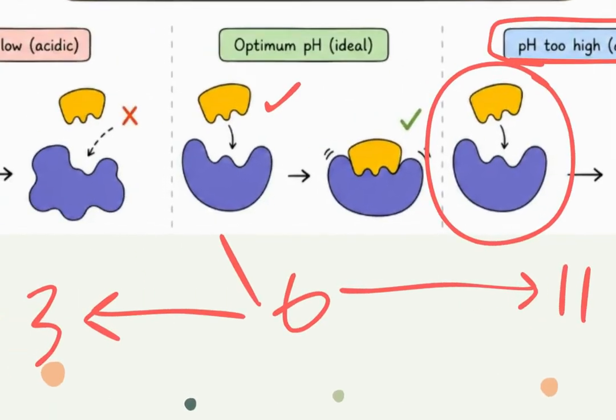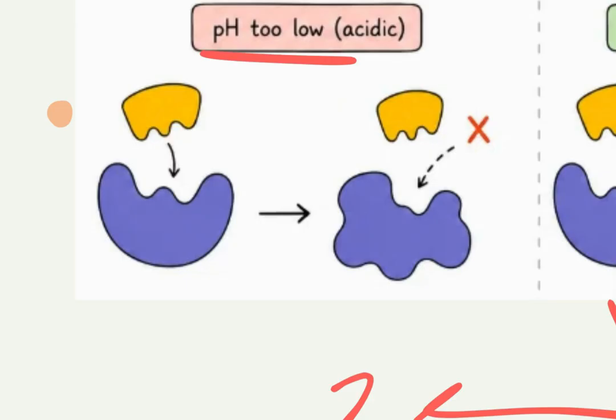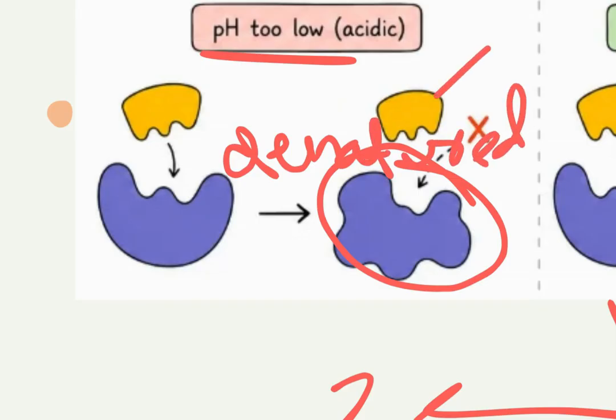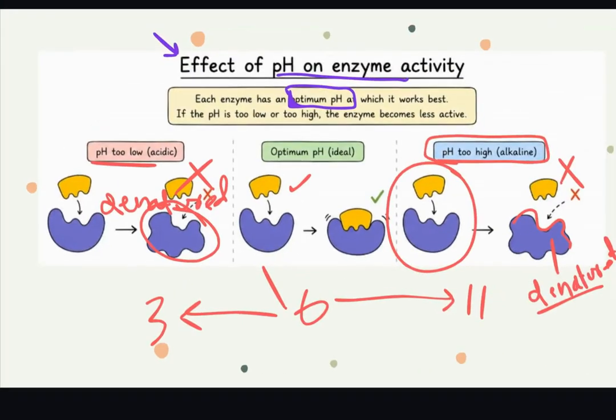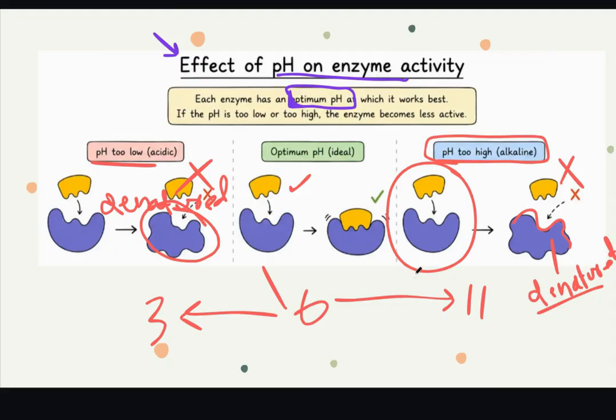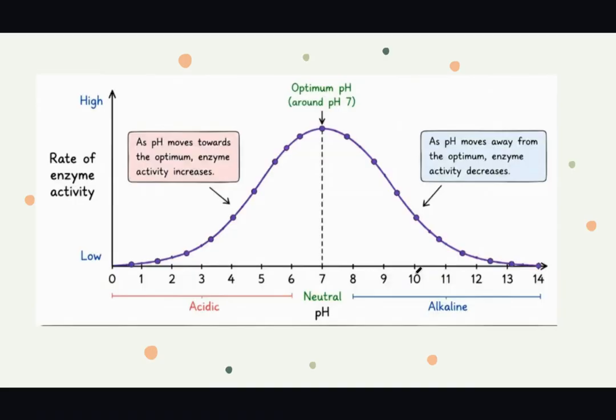Similarly, if I made the pH too acidic, if my pH is too low, it means that it is acidic. Then again my active site becomes denatured, and if it becomes denatured, then my substrate will no longer bind to my enzyme. And so the rate of reaction decreases significantly. So again, this is also the same pH. The optimum pH for most of our enzymes is 7, but again it can vary for every enzyme.